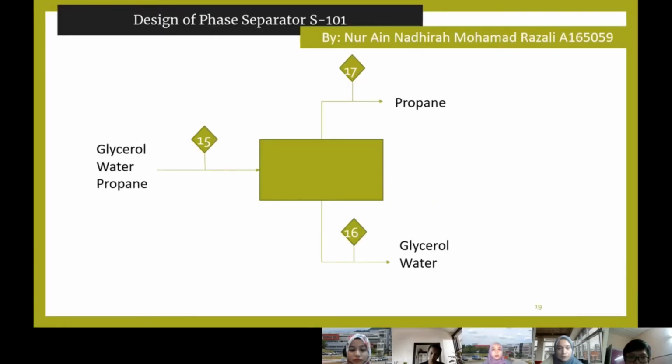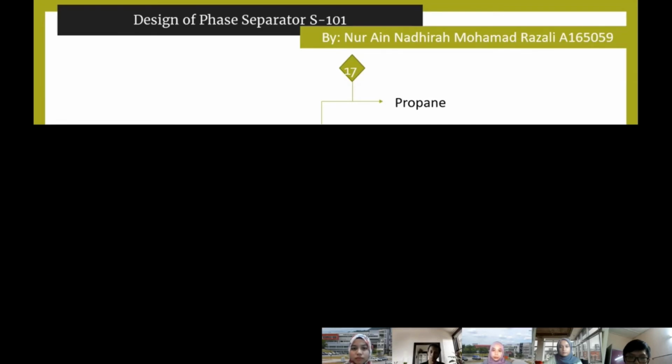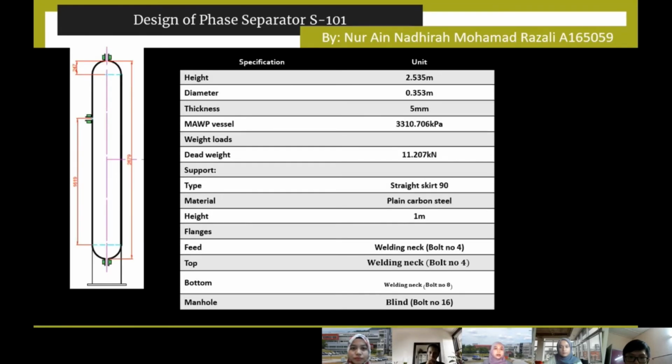This is the design of the phase separator. The inlet of this phase separator is glycerol, water and propane. The top outlet is propane gas, and the bottom outlet is the mixture of glycerol and water. So this is the detail of the design. For the material, I choose to use stainless steel, and the height is 2.535 meters, diameter is 0.353 meter, thickness is 5 millimeters, and the MAWP for the vessel is 3,310 kilopascal.